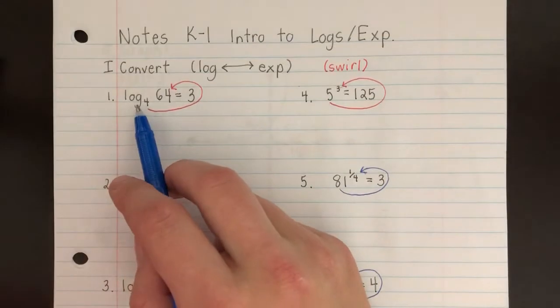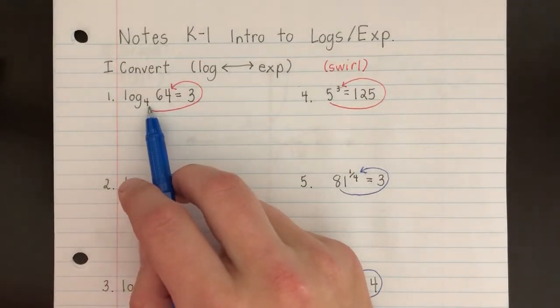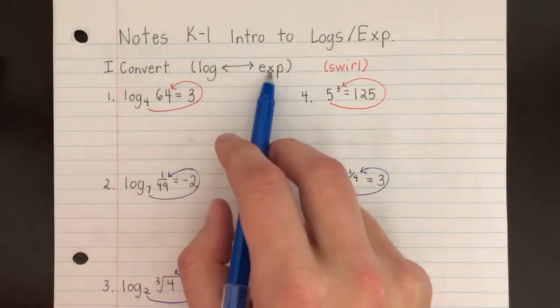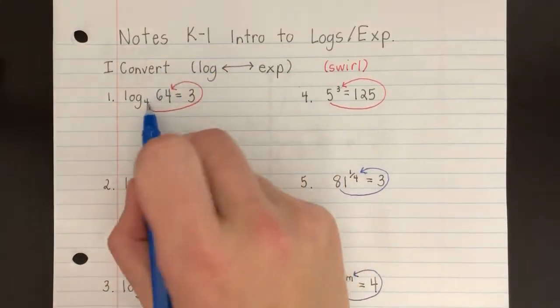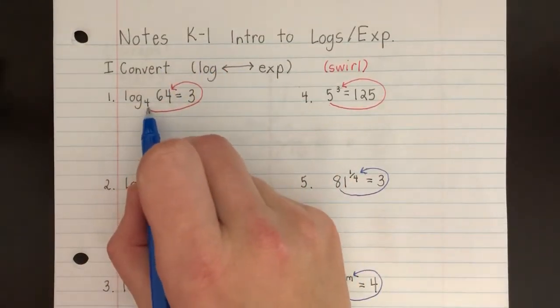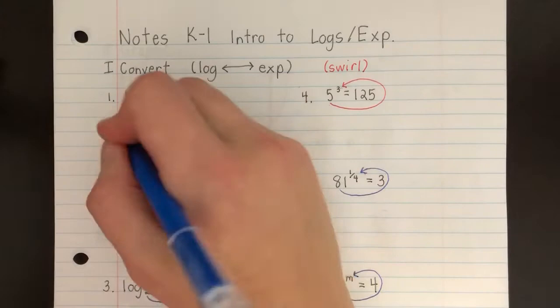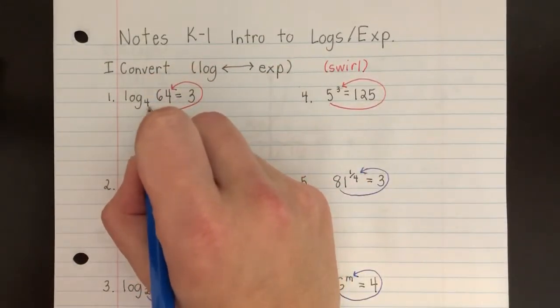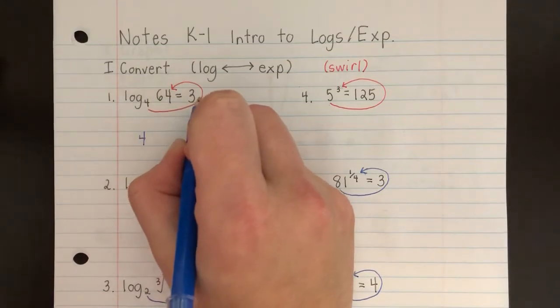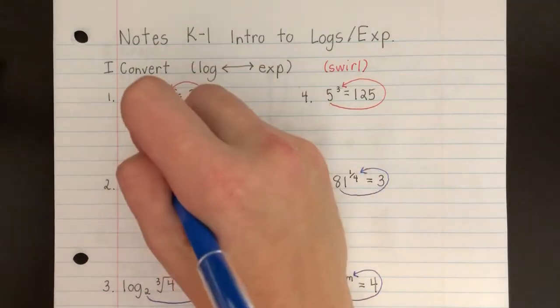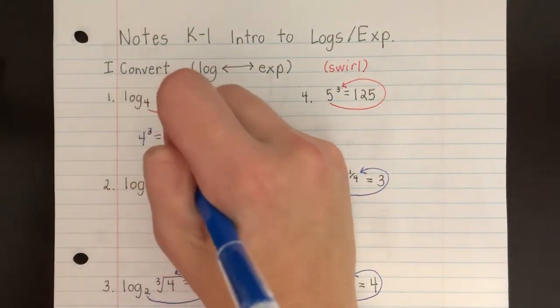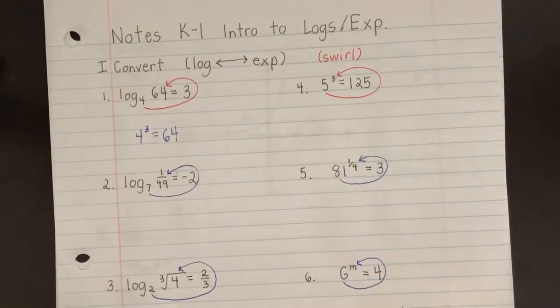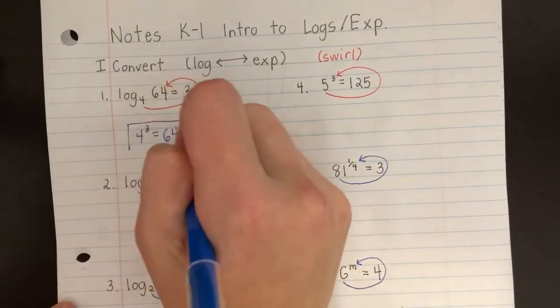So in number 1, if you're given a log, then you are asked to convert to an exponential. So the base of the log will become the base of the exponential. So the base here is 4, so first you'll write 4. And since I'm converting to an exponent, it'd be 4 to the third power equals 64. And is that a true statement? Always check yourself. Yes, 4 to the third is 64.